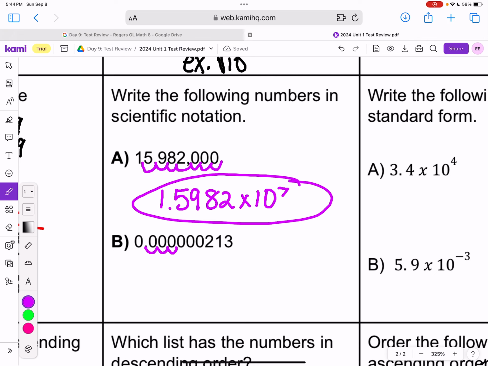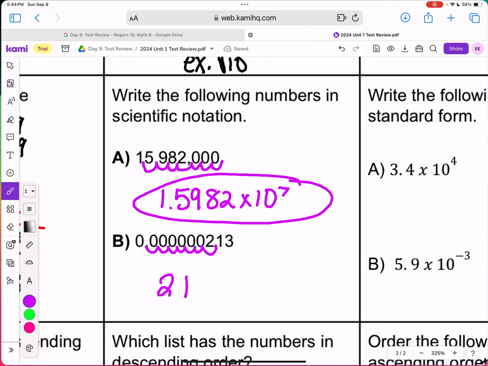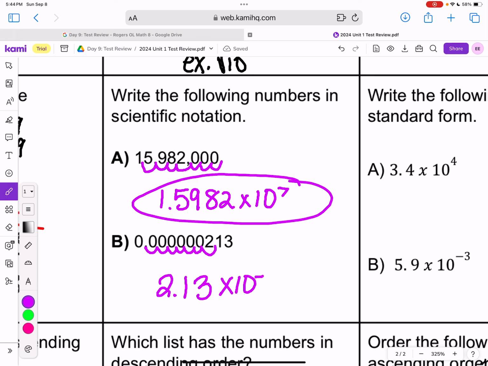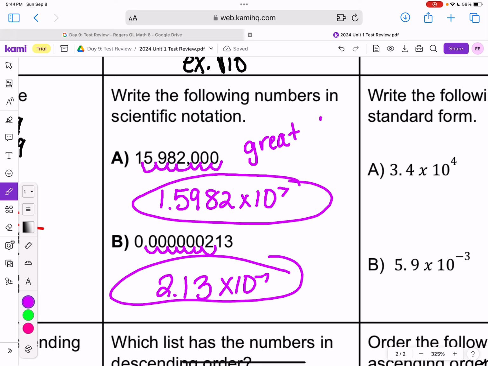Okay, so this is greater than 1, so it's a positive exponent. And the other one is less than 1, so it's going to be a negative exponent.